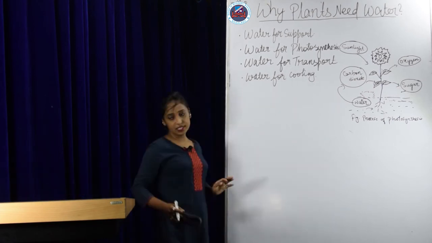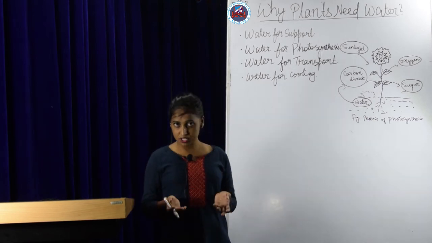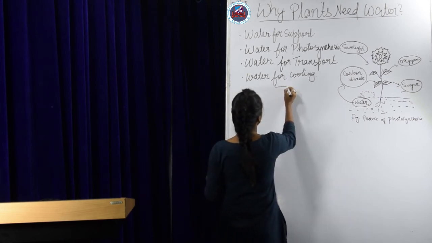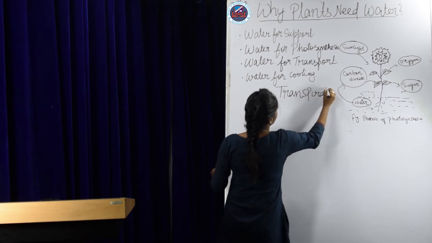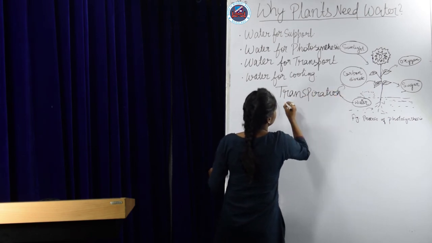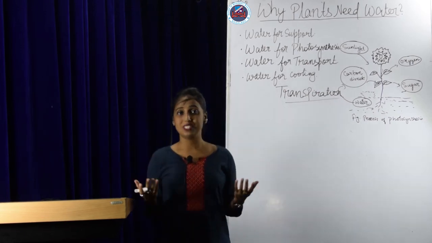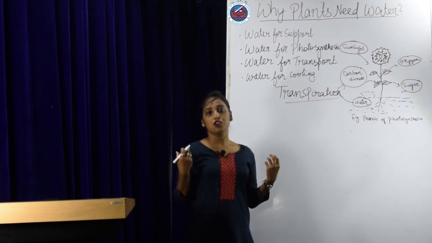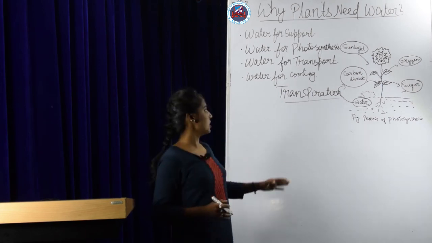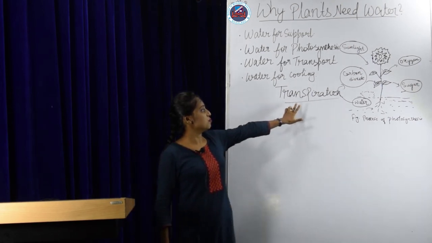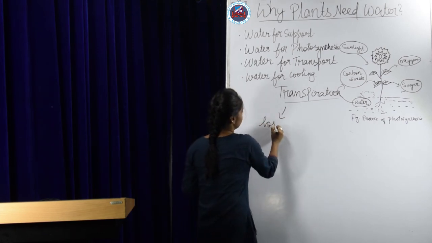Water for cooling means the plants cool themselves. When it is very hot, they cool themselves by a process which is known as transpiration. Now, in the summer days, what do we humans do when it's too hot? We start sweating, right? We sweat. The excess water in our body goes out or evaporates into the atmosphere. Similarly, this process also occurs in the plant body, and that is known as transpiration. Transpiration means it is the loss of water.